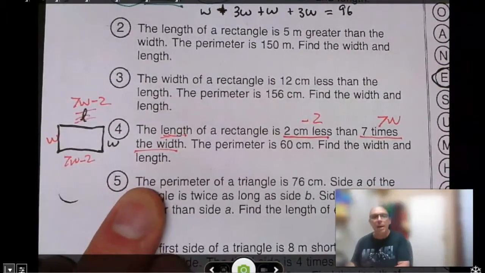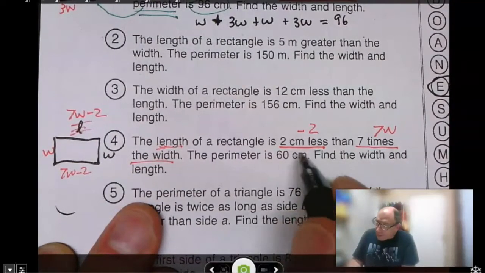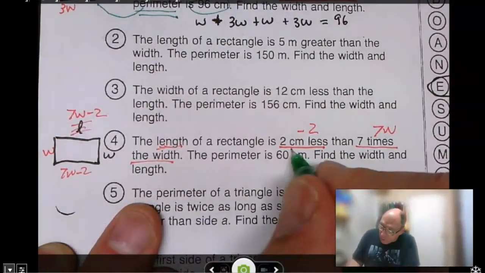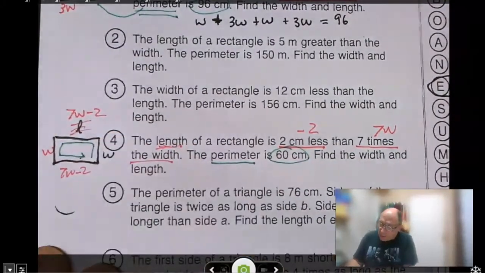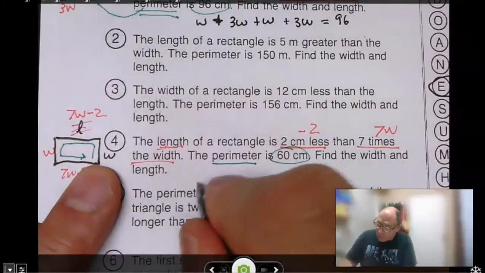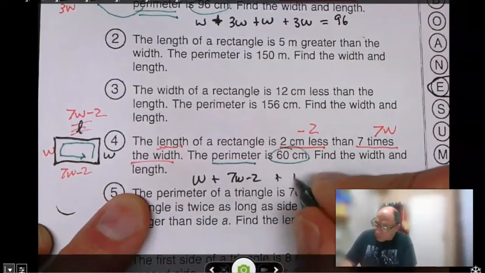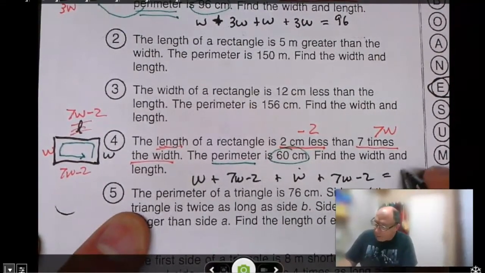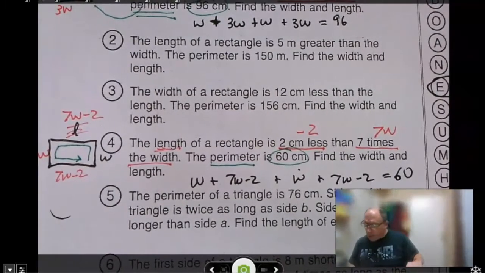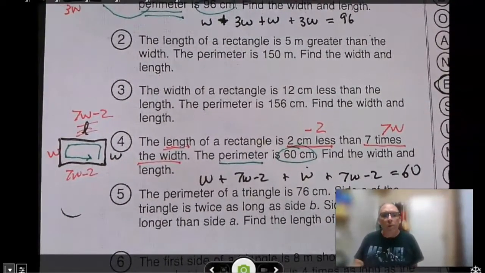So again, just like the other problem, where we strung these out, this one's going to equal 60 centimeters. The perimeter, that's going all the way around, is 60 centimeters. And let's add it up. So I got a W plus 7W minus 2 plus W plus 7W minus 2, and the total is 60. And again, we're going to flip our paper over and rewrite this and solve it as an equation, okay? And you might need extra paper for this. So let's go ahead and flip our paper over and do this.